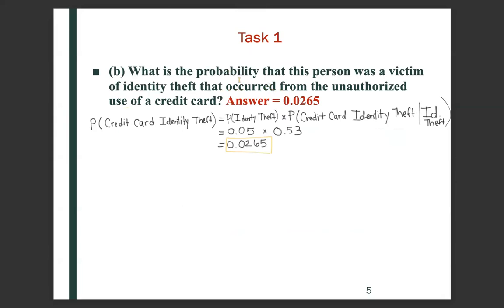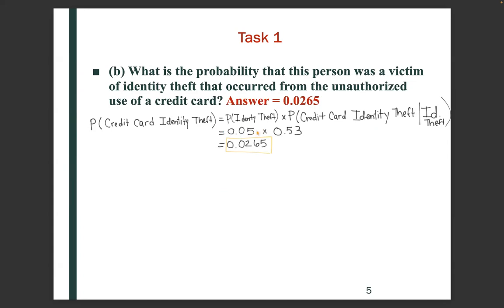What is the probability that this person was a victim of identity theft that occurred from the unauthorized use of a credit card? So here we're interested in what is the probability that we have the credit card identity theft. And so we have that equals the probability of identity theft times the probability of the credit card identity theft, given that there was identity theft.